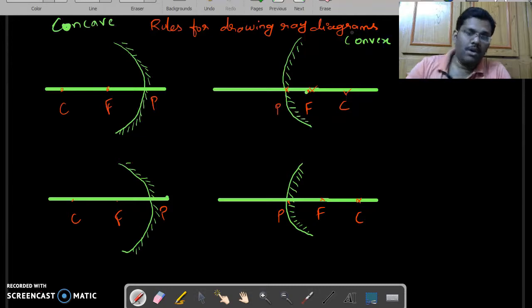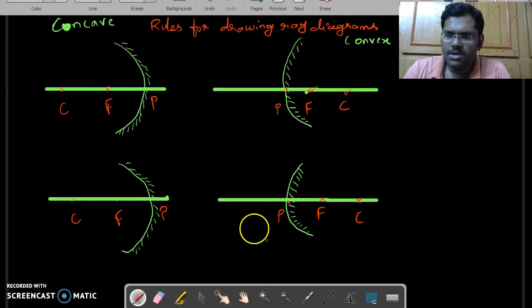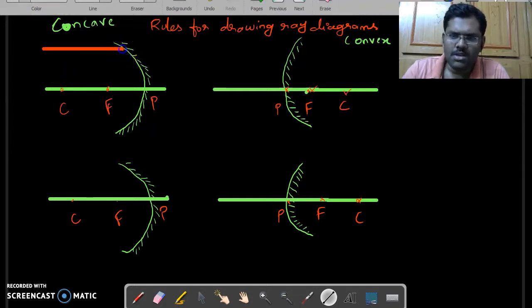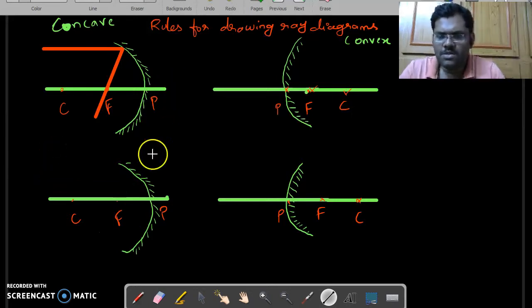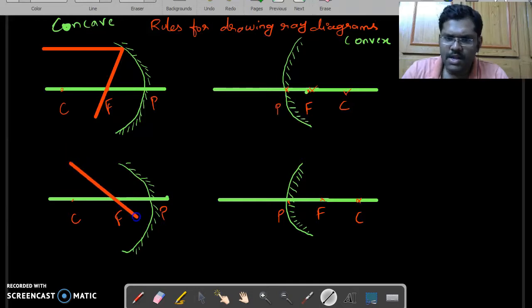So what are the rules? I have already told you at the very beginning. Any light ray which is passing parallel to the principal axis will pass through the focus. Or otherwise, any light ray which is passing through the focus will pass parallel to the principal axis. It's quite the reverse. So if a light ray is passing through the focus like this, then it passes parallel to the principal axis.